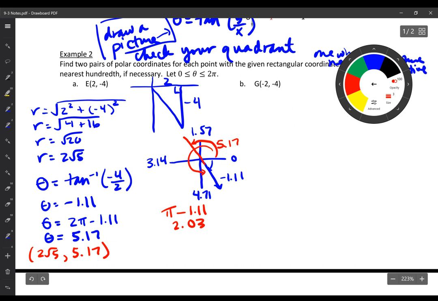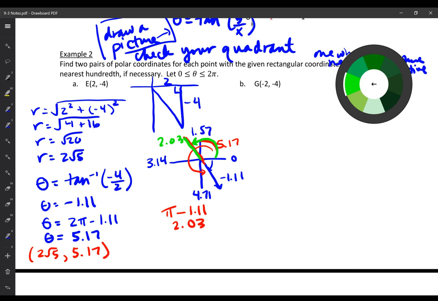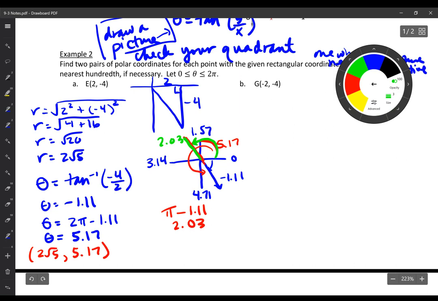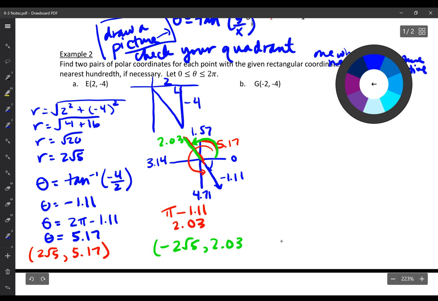So that means if I'm looking at this angle here, maybe I should switch colors again. From this line here, and I want to go around, so this here and this here, that's going to be the 2.03. And then the negative direction, because it's going to be on the opposite side of that line, the opposite side of the pole. That would then be a negative 2 square roots of 5. So let's go ahead and write that down. So the other one could be negative 2 square roots of 5, and then the 2.03 instead. So we're keeping positive angles all the way through on this.